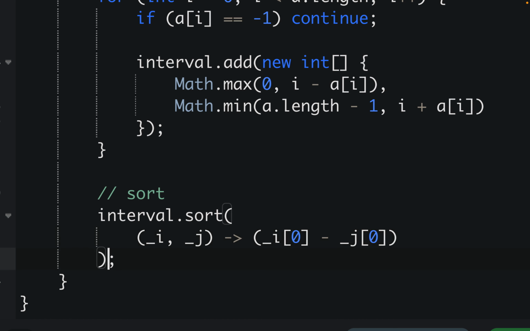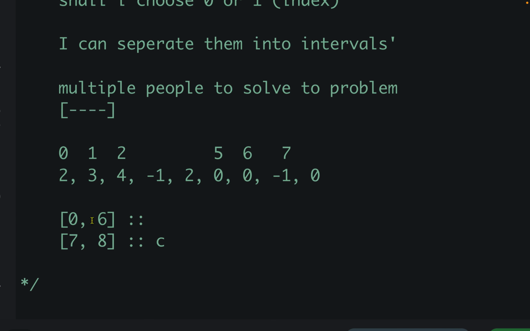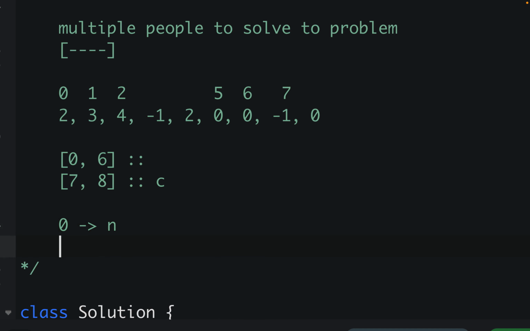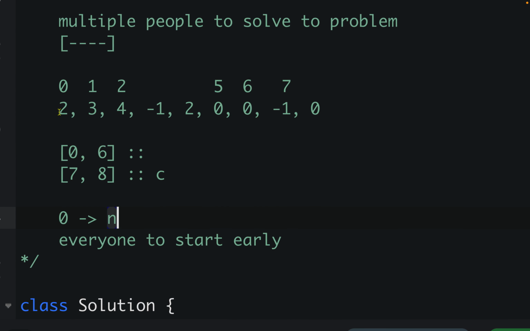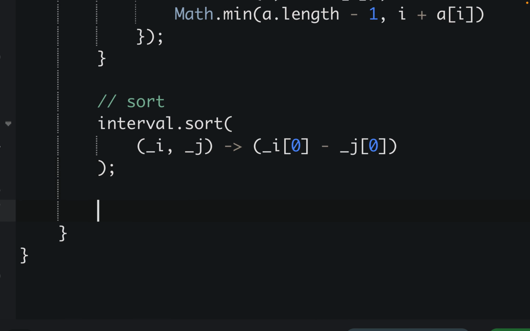We wanted this because I want every interval to begin in the fashion that, hey, I'm iterating from 0 to n, so I want everyone to start early, because I will consider those early points first and then I'll check upon the later parts. That's what I'm doing. Cool.